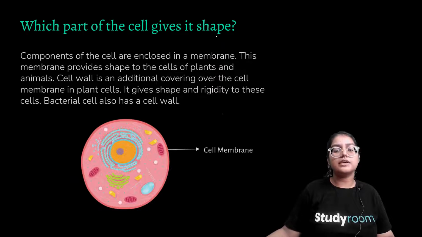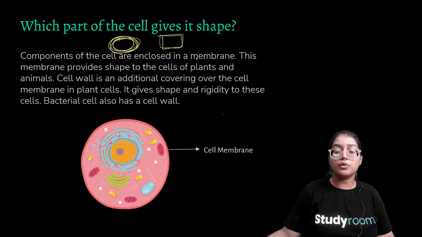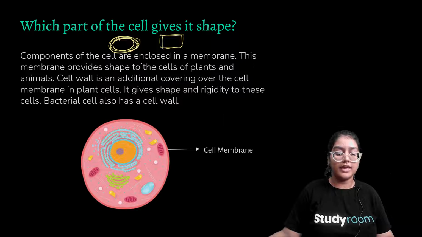Which part of the cell gives it shape? If you'll see, we have talked about the boundary of the cell. Everything has a certain boundary. If you're talking about a square, it has a boundary. Everything ends at a point. So components of the cell are enclosed in a membrane. This membrane provides shape to the cell, to the plants, to the animals, every type of organism.